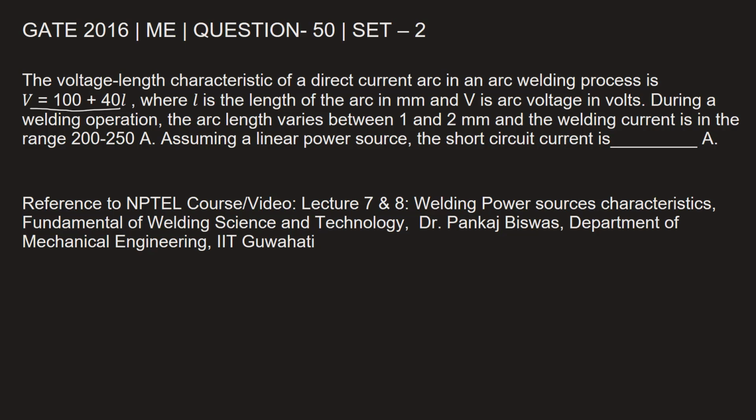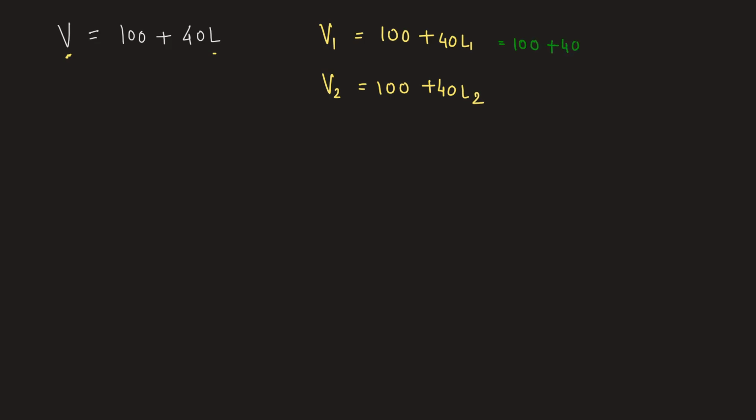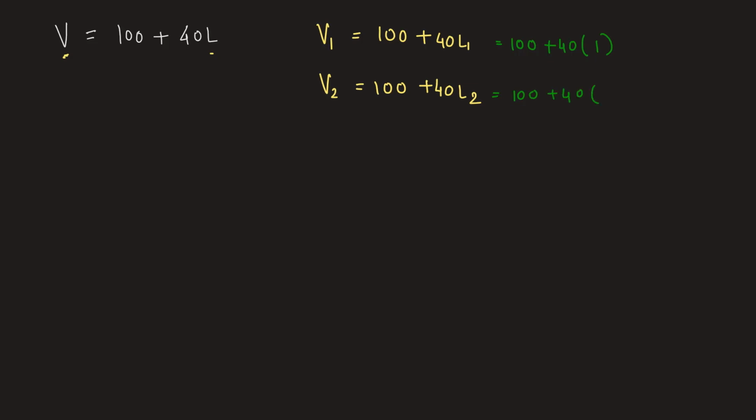Let's find out. It's given that voltage and length are related by V = 100 + 40L. So we can find the corresponding voltage for each length of arc. V1 will be equal to 100 + 40 times L1 and V2 will be 100 + 40 times L2. Let's substitute. So 100 + 40 into 1 millimeter, and here it is 100 + 40 into 2. So in the first case it is 140 volt and in the second case it is 180 volt.